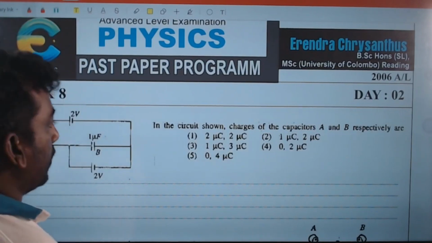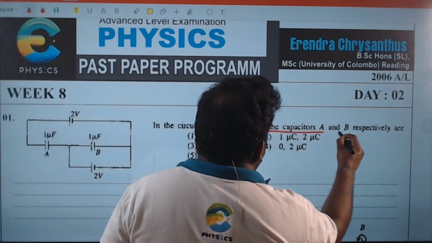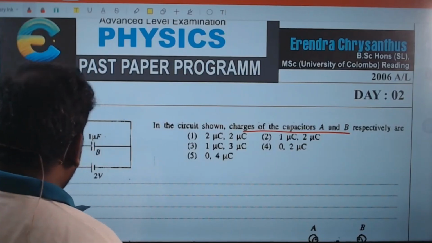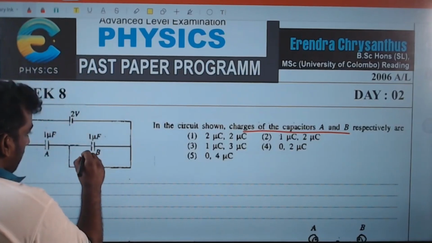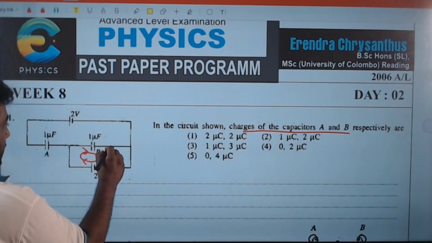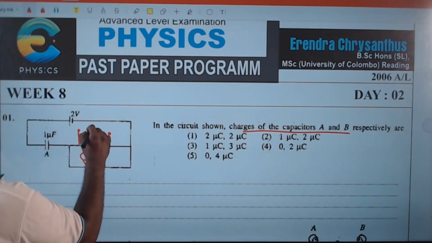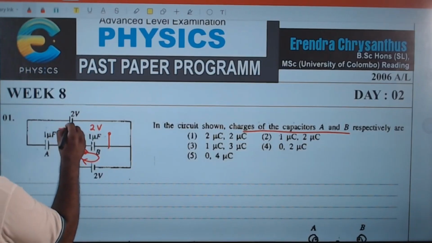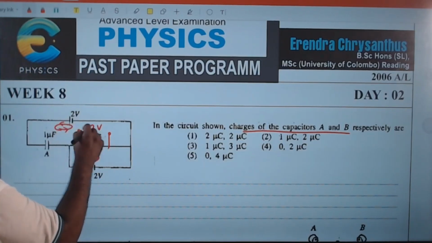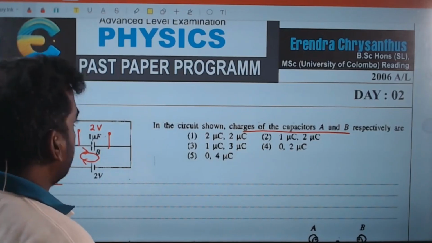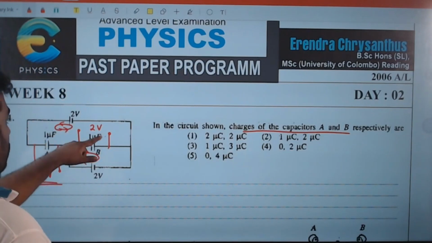Right, in the circuit shown, the charges of capacitors A and B respectively are. If you look at this, apply Kirchhoff's law here. The voltage across this will be 2 volts. If you apply Kirchhoff's law here, 2 supply, 2 here, the voltage here is going to be 0 volt. That means the charge on A is 0, Q equals CV.